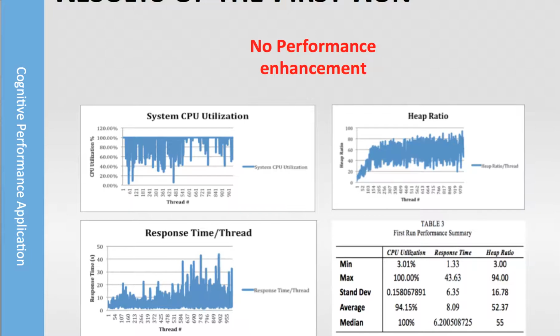We run an experiment on the system with a number of threads, without any performance enhancements, without adding any of our components, and we noticed that the system is crashing mostly at 100% most of the time. And we collected those data statistics, including the minimum, the maximum, the standard deviation, average and median. The average is what we were very much interested in.